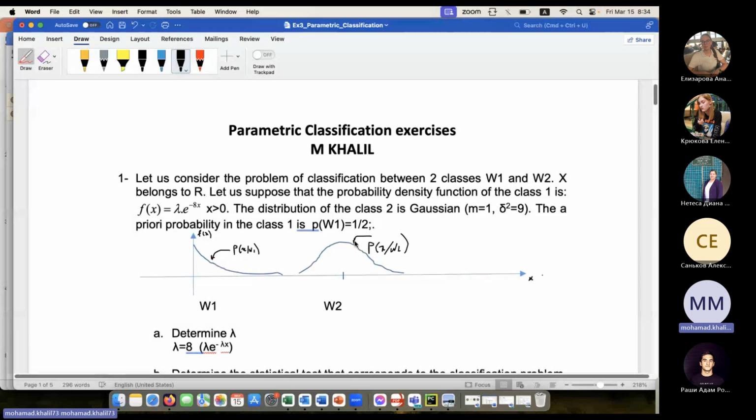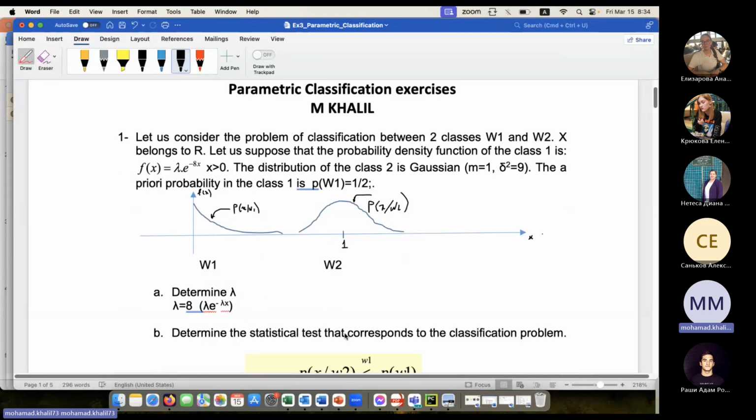Class 2 is Gaussian with mean mu2 equal to 1, and this one is coming like that, going to infinity. So the question is, when you ask the statistical test, what is the best rule? The best interface that can say, for this, class 1, and for this, class 2. This is the A.